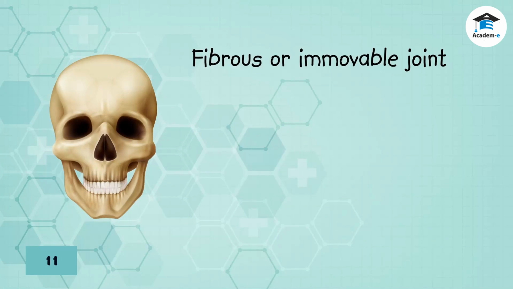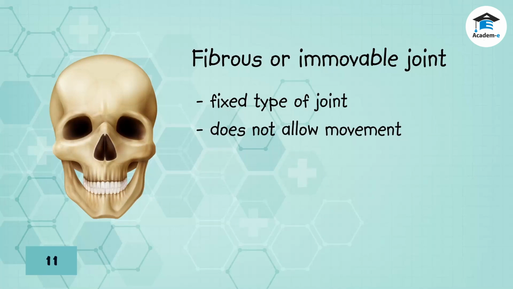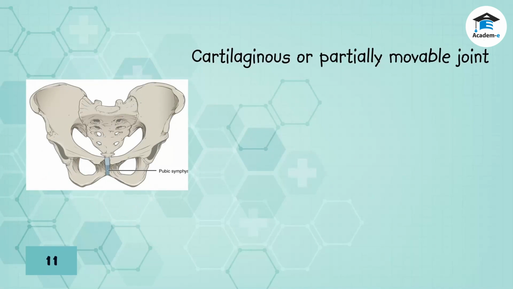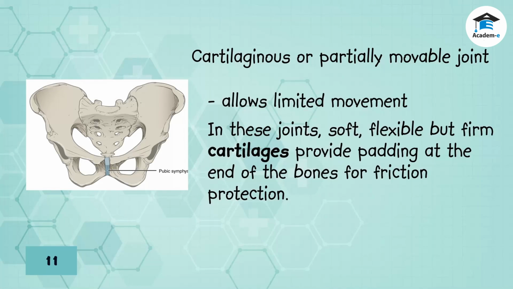Fibrous or immovable joint is a fixed type of joint. It does not allow movement, such as those in the skull. Cartilaginous or partially movable joint. It only allows limited movement, such as those found at the end of vertebrae and between pubic bones. In these joints, soft, flexible but firm cartilages provide padding at the end of the bones for friction protection.